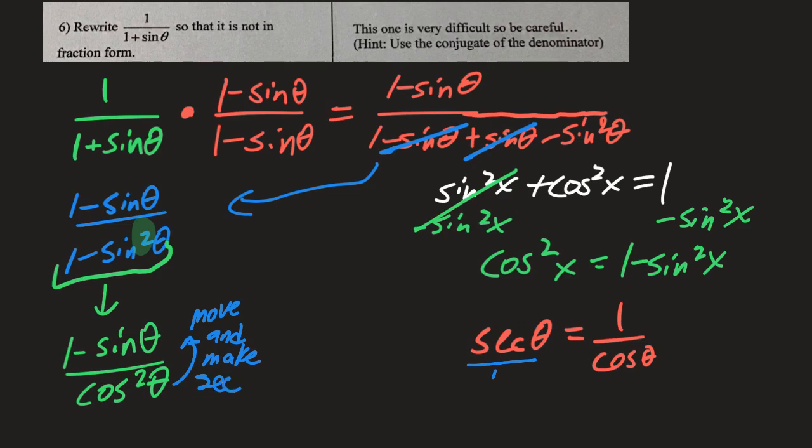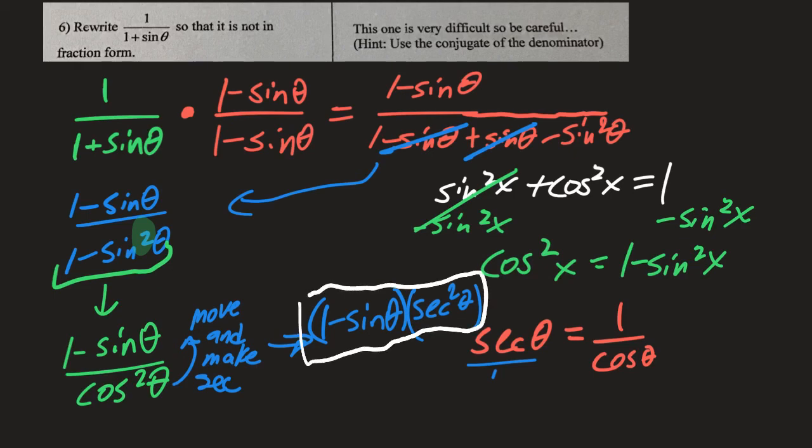So now I've got 1 minus sine theta times secant squared of theta. And that's going to be my final answer for this problem: 1 minus sine theta times secant squared theta. It's simplified. It doesn't have any more fractions in it, right? By moving that cosine squared to the top as a secant, we've now gotten rid of all of the fractions. Now, we do have to get the bottom to be only one piece, like cosine squared. We wouldn't be able to do this if it was still 1 minus sine squared.